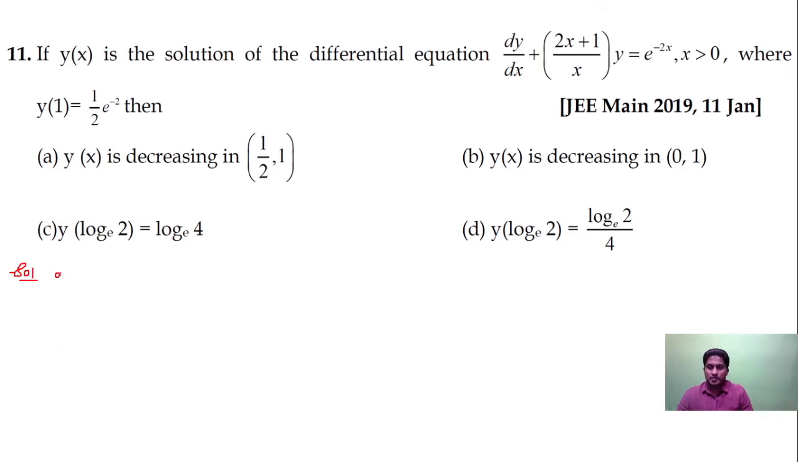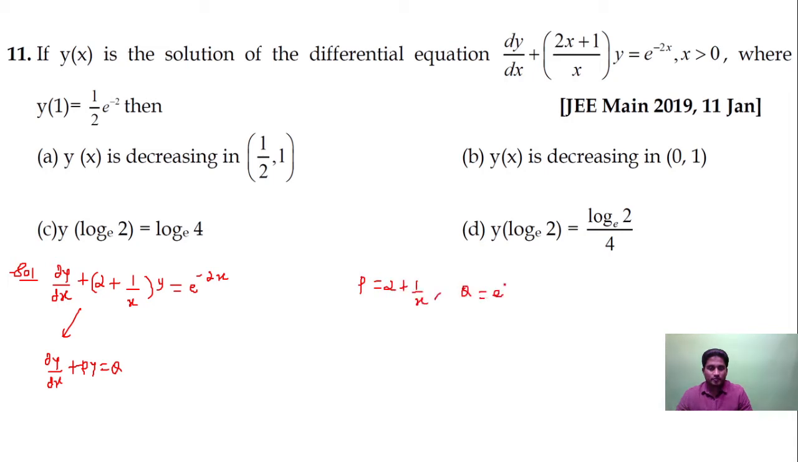This is dy by dx, plus if I separate them, I can write this as (2 plus 1 upon x) into y is equal to e to the power of minus 2x. Now this is of the form dy by dx plus Py equal to Q, a linear differential equation. So you get P is equal to 2 plus 1 by x, and then Q is equal to e to the power of minus 2x.